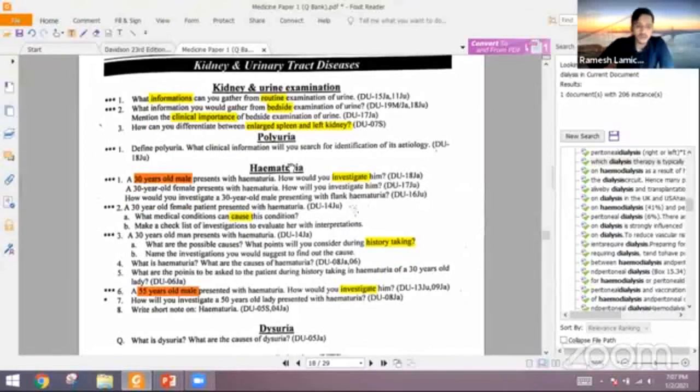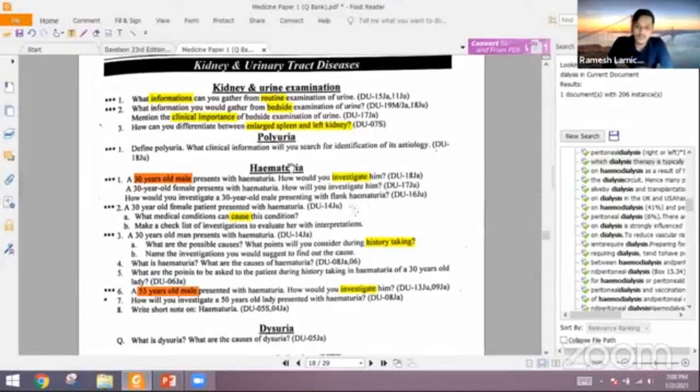Here is another question: how can you differentiate between an enlarged spleen and the left kidney? We will check inspection, palpation and percussion. First, inspection. On inspiration, the diaphragm contracts and the abdominal viscera go down. The spleen goes towards the right iliac fossa, not straight downwards, whereas the kidney goes straight downwards.